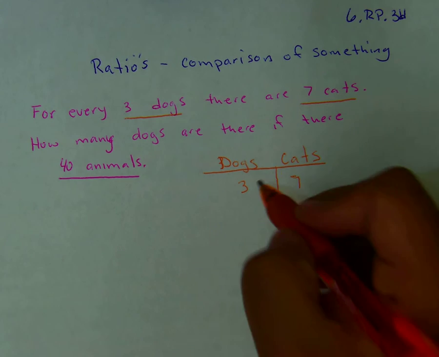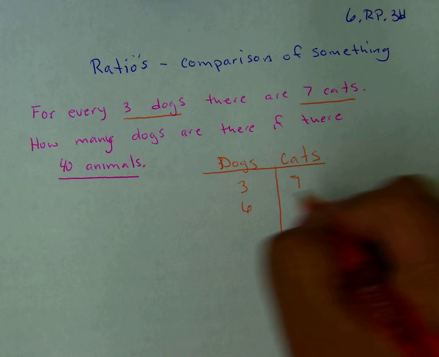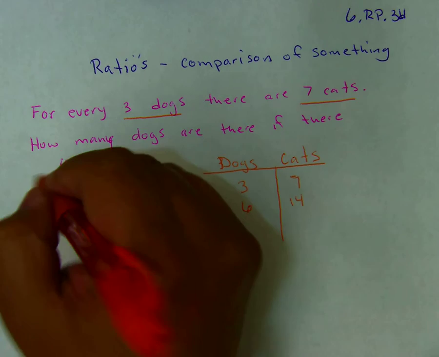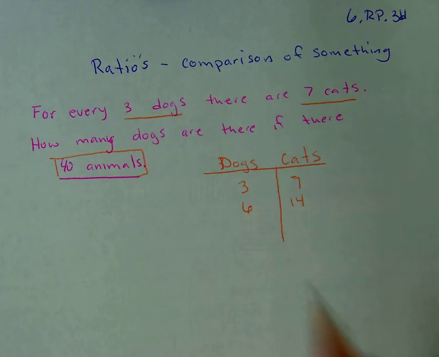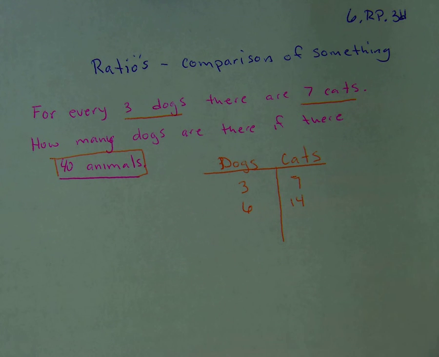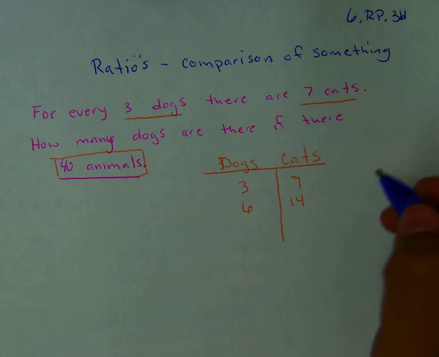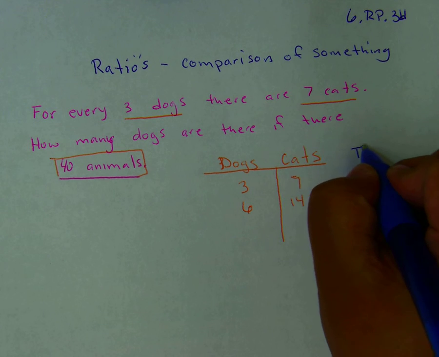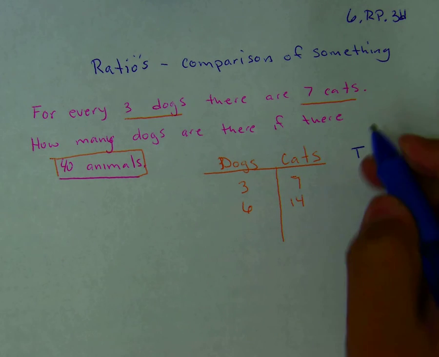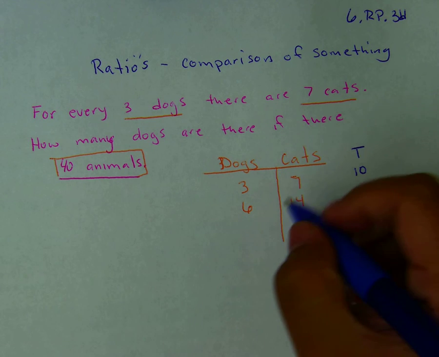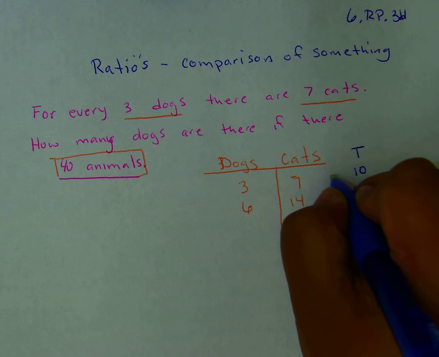Okay. So if I increase my dogs to 6, then my cats are going to increase to 14. And now that I know that I need to reach 40 animals, I may or may not want to use another column. It's up to you guys, but for me, it makes most sense to use another column. So over here, I'm going to make another column that says total. Okay, so at this point, I know that I have 10 animals. At this next point, I know I have 20 animals.